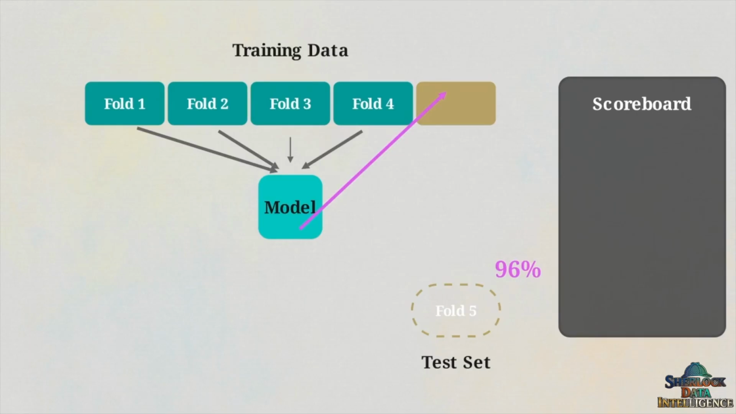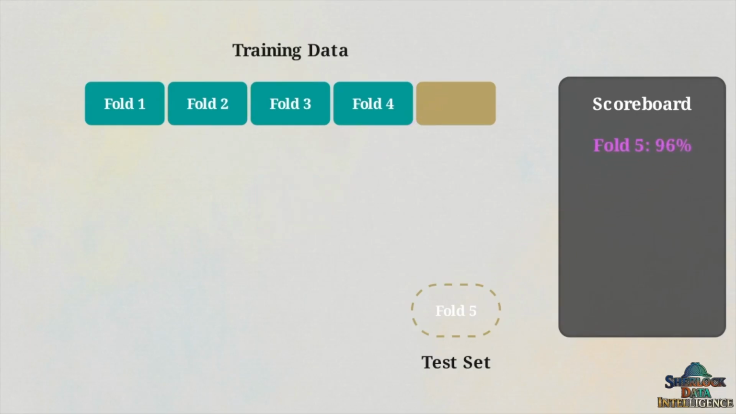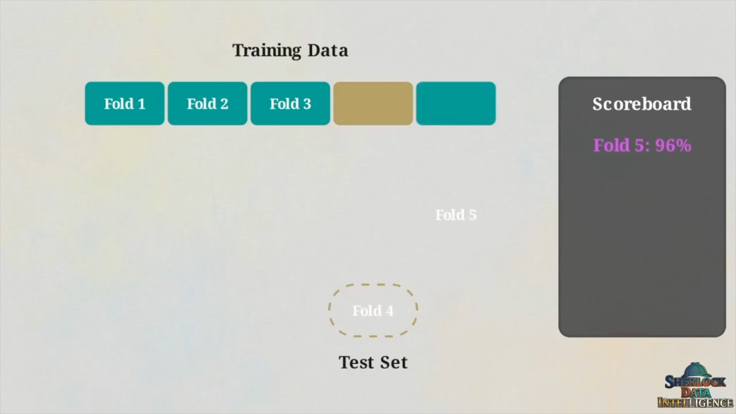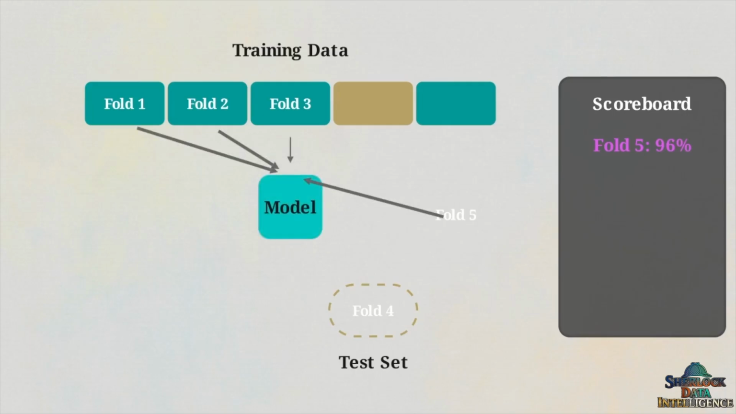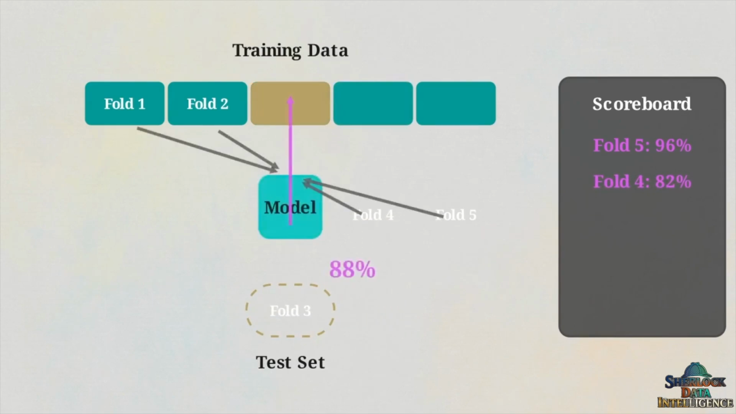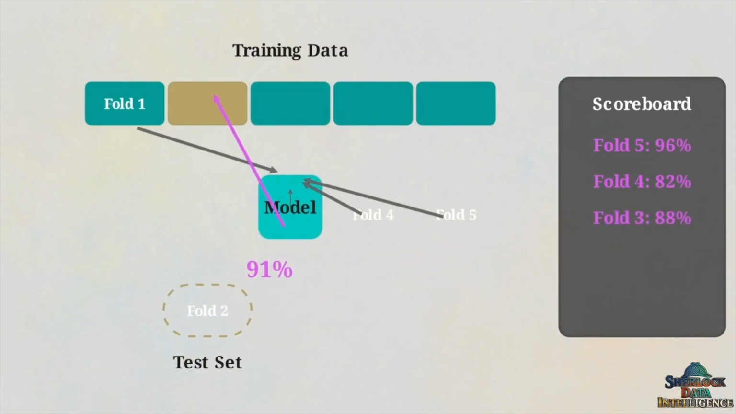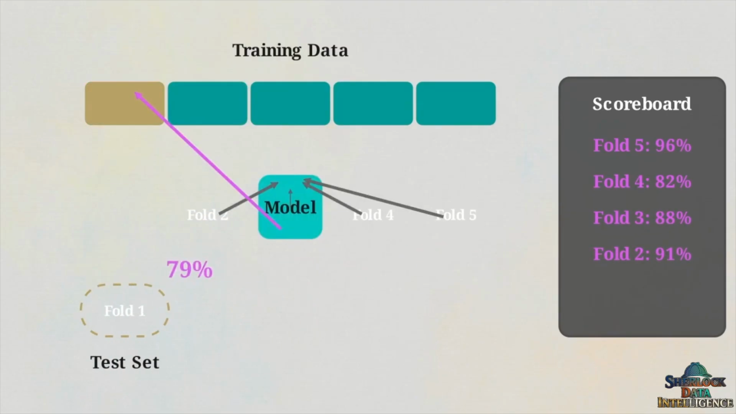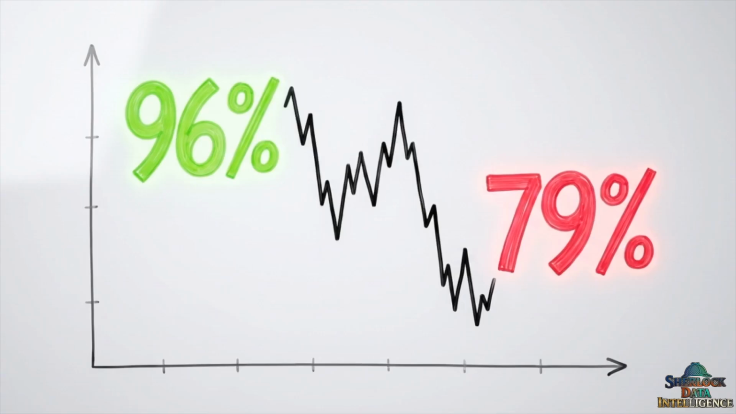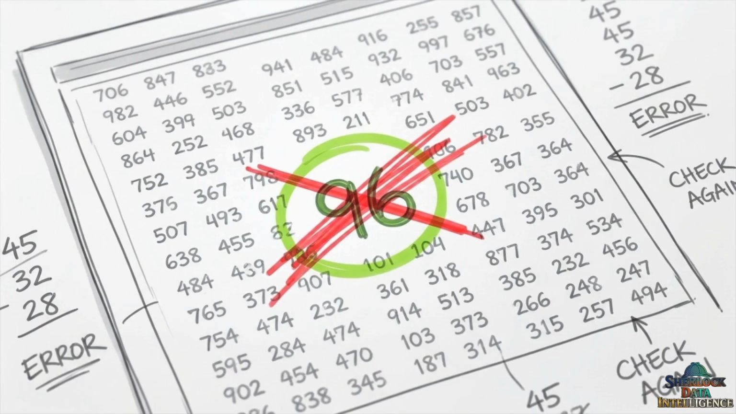Then the algorithm resets. The isolation zone shifts to block 4, and block 5 gets folded back into the training data. We train a brand new model from scratch and test it on block 4. This time, the accuracy suddenly drops to 82%. The system repeats this cycle until every single block has served exactly once as the test set. We end up with a slate of distinct scores, 88%, 91%, and a low of 79%. That 17-point swing between the best and worst rounds exposes the volatility of the dataset. It proves mathematically that the initial 96% was an illusion created by a lucky split.